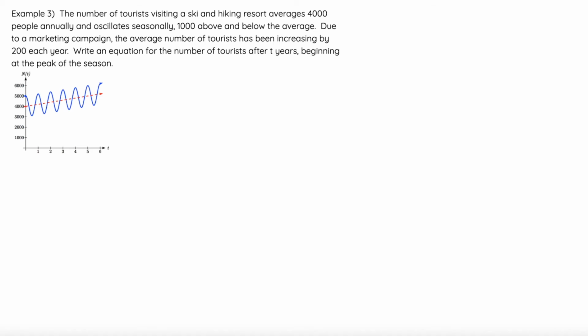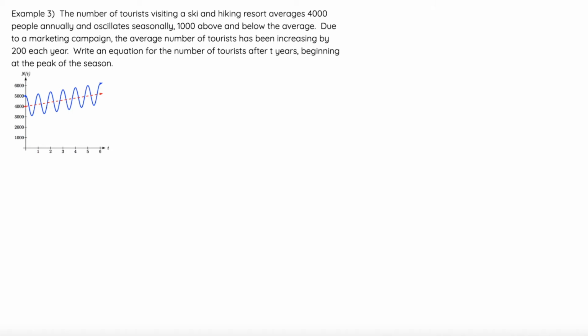All right, the number of tourists visiting a ski and hiking resort averages 4,000 people annually, and here we are oscillating seasonally, 1,000 above and 1,000 below the average. Due to a marketing campaign, the average number of tourists has been increasing 200 per year.